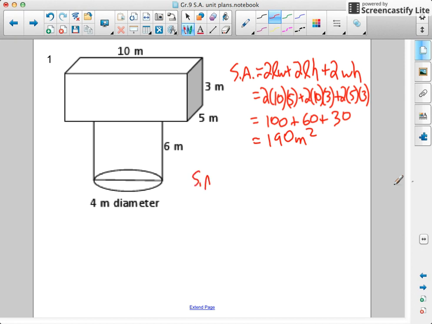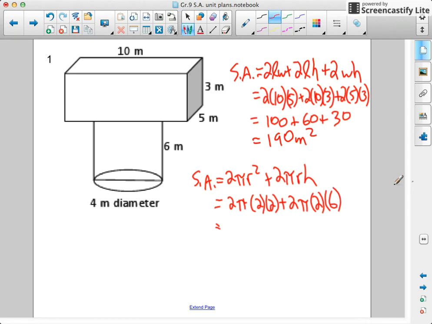The surface area for this cylinder is 2 pi r squared plus 2 pi r h, times the height. So this gives me 2 times pi. The radius is actually 2 on this one, again, plus 2 times pi times a radius of 2 times a height of 6. So this would be 2 times pi times 2 times 2, 25.1, plus 2 times pi times 2 times 6, which is 75.4. So you will get approximately 100.5 meters squared as surface area for that.